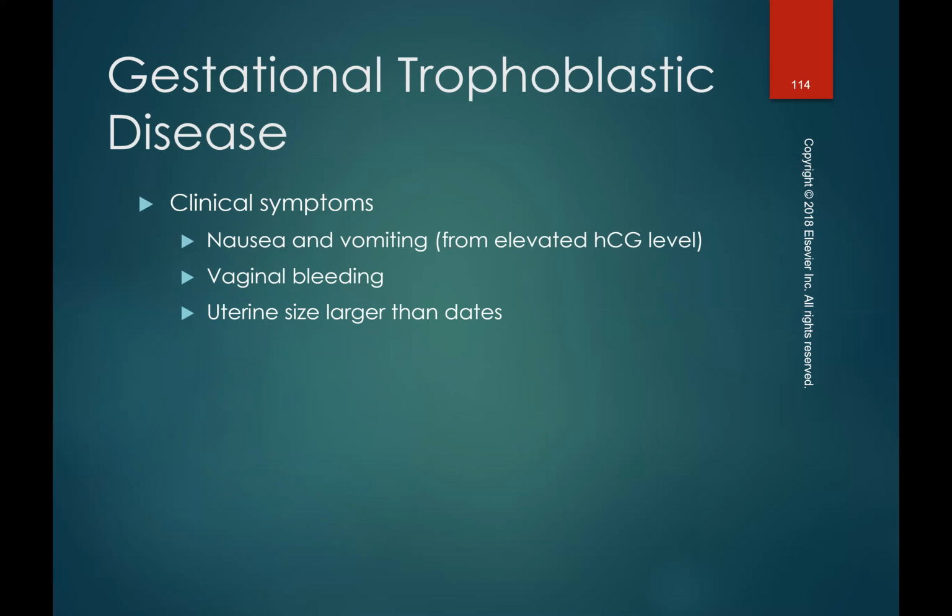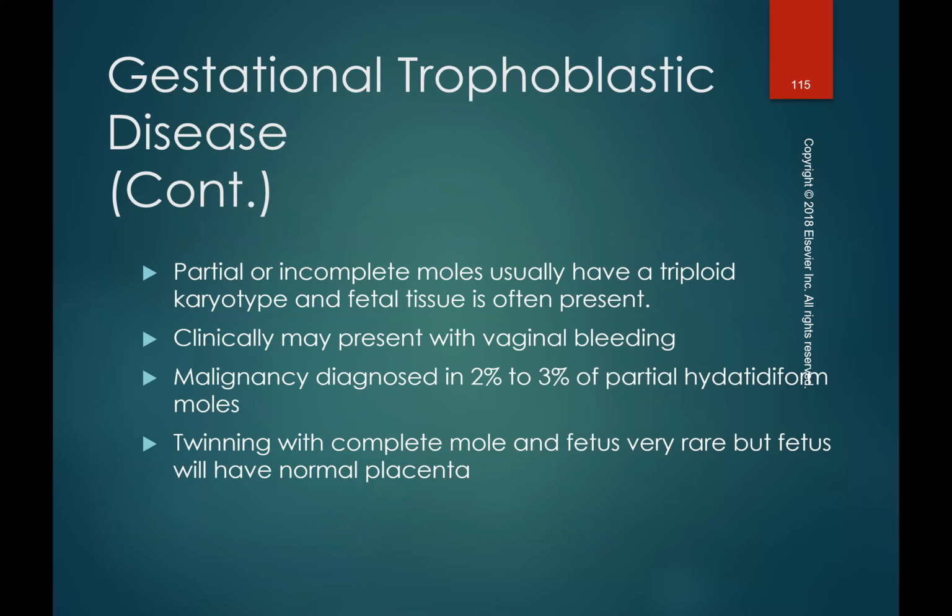So, if gestational trophoblastic disease is seen in the first trimester, the clinical signs are very hot nausea and vomiting from elevated HCGs, vaginal bleeding, and uterine size larger than dates.